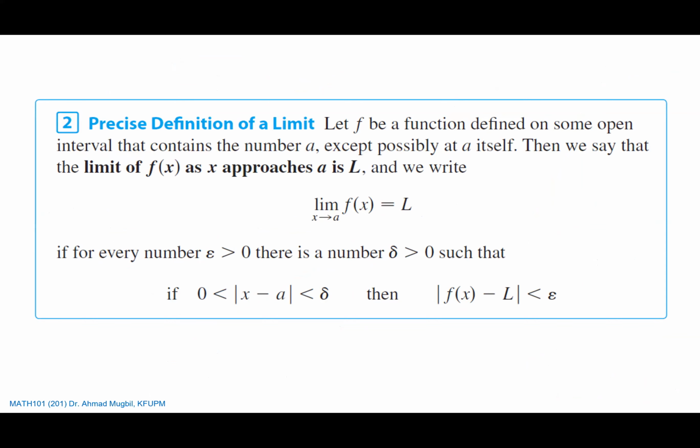Now, this is the formal definition, the precise definition of the limit. If you have a function that is defined near A, then we say that the limit of the function as x approaches A is L, and we write it this way, if for every epsilon greater than 0, there is a number delta, also a small positive number, such that if the distance between x and A is less than delta, then the distance between f and L is less than epsilon. This is the precise definition. So our task, ya shabab, is to find that there is a delta. Our task is to find what this delta is.